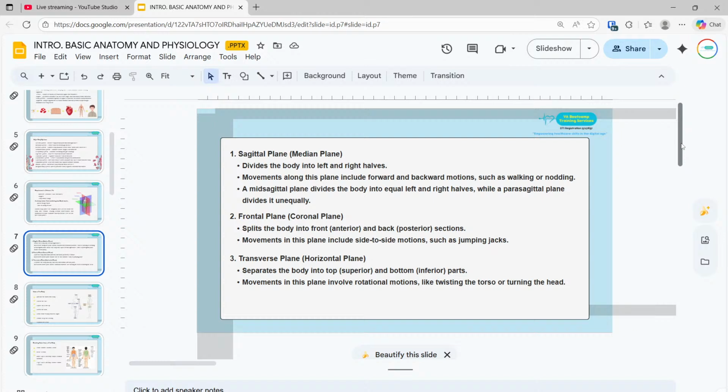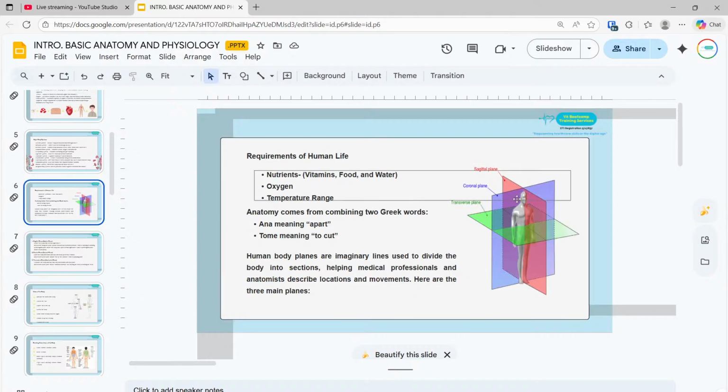For the transverse plane or the horizontal plane, it separates the body into top, or the superior, and bottom, or the inferior, parts. Movements in this plane involve rotational motions like twisting the torso or turning the head. Okay? So let's go back to the planes. We have sagittal, frontal, and transverse. So this is the graphical representation: sagittal, coronal, and transverse. All right.